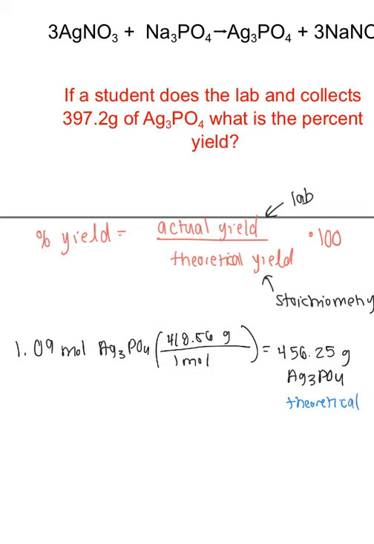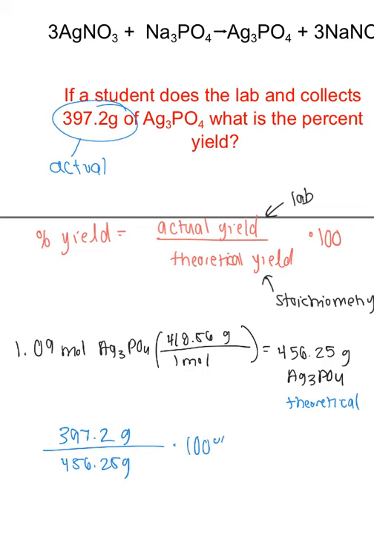And they said he did the lab and collects 397. That's the actual yield, like what you actually managed to get in the lab. So we're going to take 397.2 grams divided by 456.25 grams times 100%, and I get an 87.06% yield. That's it.